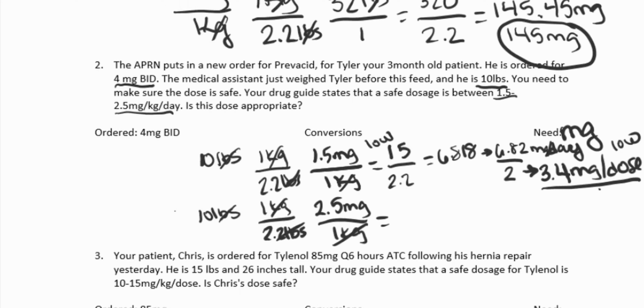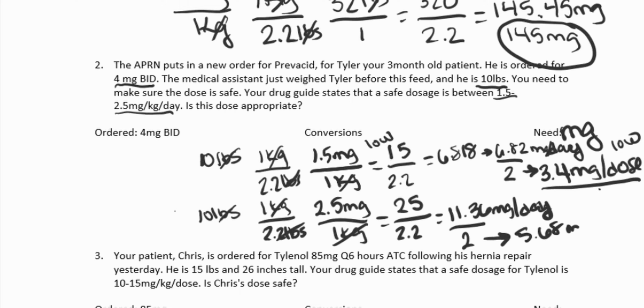So 10 times 2.5 is going to be 25 divided by 2.2. This is going to give us 11.36 milligrams per day. Again, we need to get per dose, so we're going to divide it by 2. And that is going to give us 5.68 milligrams per dose. So now we have our 3.4 milligrams per dose and our 5.68 milligrams per dose. His dose twice a day needs to be within that, and it is. So we are safe. So we are good.